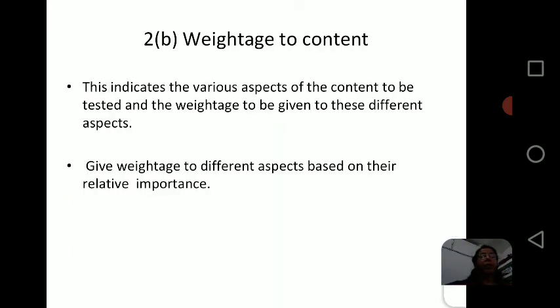Okay. And weightage to content. This indicates the various aspects of the content to be tested and the weightage to be given to these different aspects. Give weightage to different aspects based on the relative importance. This means you demarcate the content of the achievement test. Balanced diet is one among this demarcated content. You can locate other subunits, all the subunits of your content.